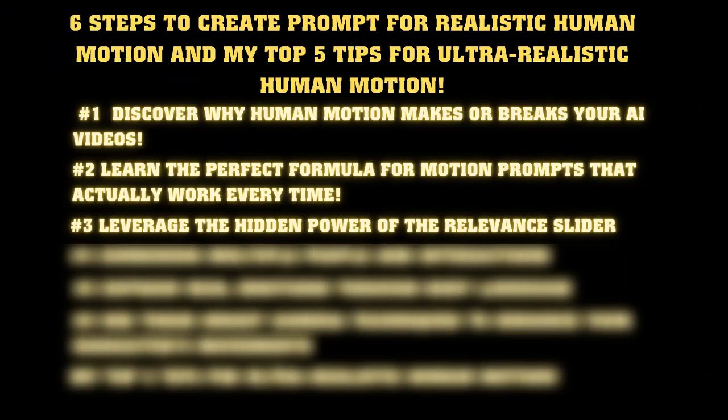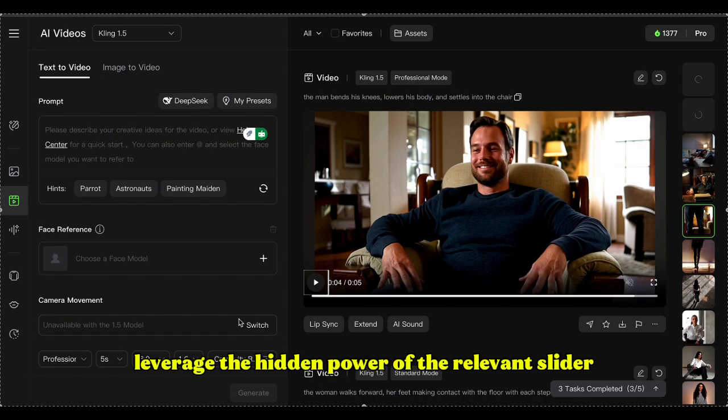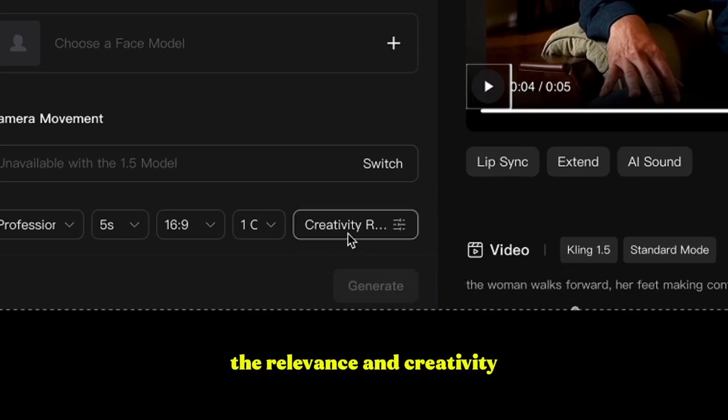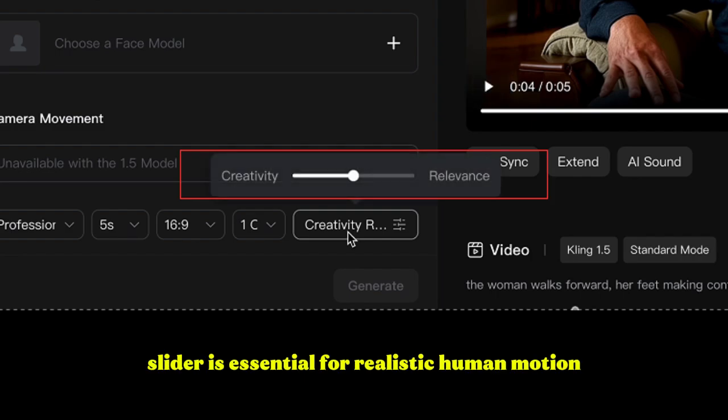Leverage the hidden power of the Relevance slider. Here's an interesting trick I discovered. The Relevance and Creativity slider is essential for realistic human motion.